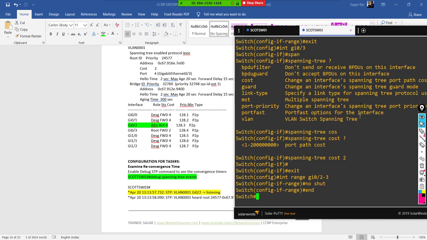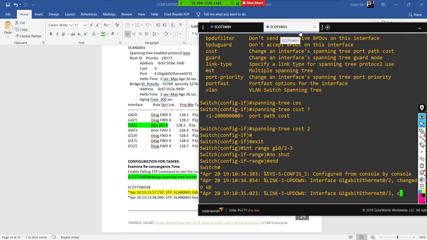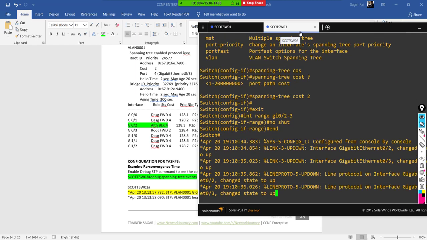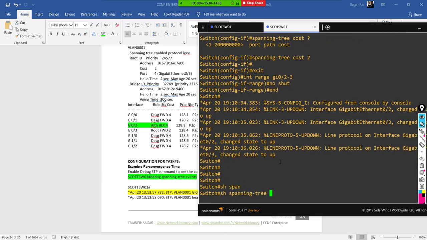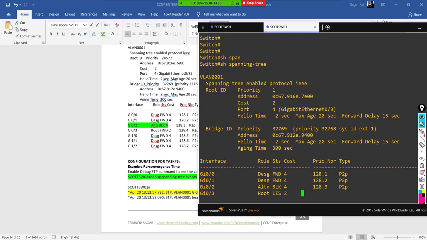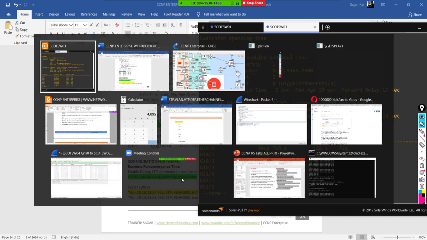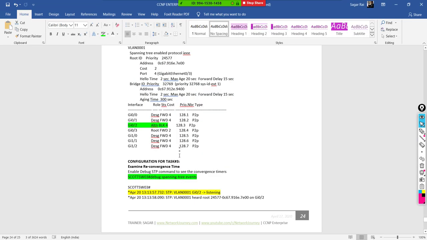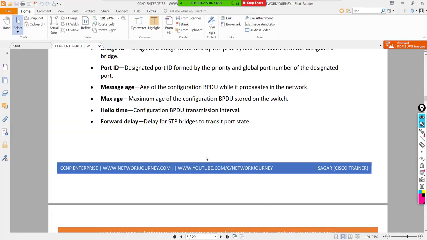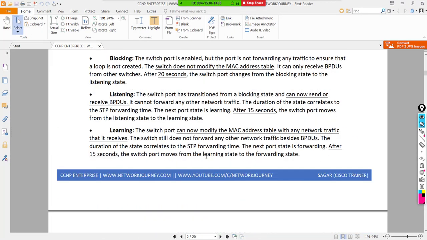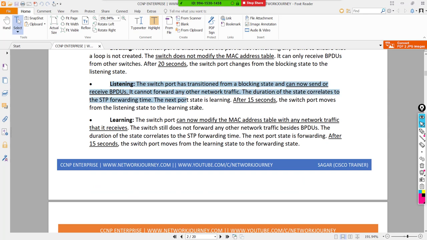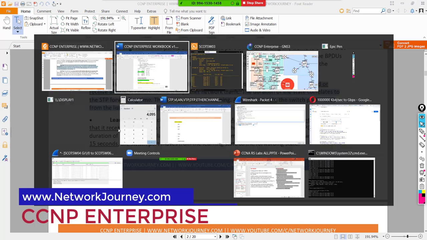So once I do no shut, we can see the calculations happening. All four port states are blocking. I can show you that. Show spanning-tree. Okay, so if you see this, it's in the listening state as of now. So what are the states that we discussed? Listening, learning, forwarding. Okay, it's in the listening state. It will be for 15 seconds, then it will go to the learning state.